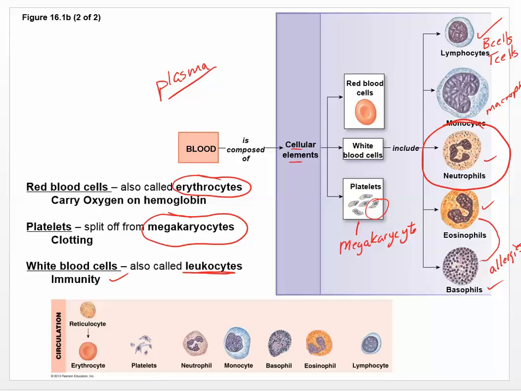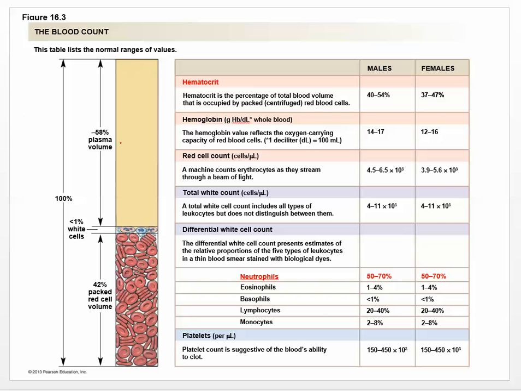So if we look at the blood in general, it's about 55%, about 58% blood plasma, and about 42%. We usually say it's about 45% red blood cells, 55% blood plasma, but specifically 58% blood plasma, that's the liquid part, and then 42% red blood cells. And then there aren't very many white blood cells, less than 1%. And like I said, of that very small percentage, most of these are neutrophils.